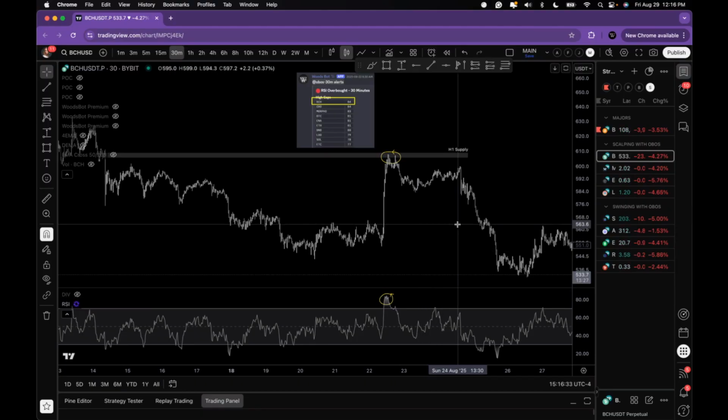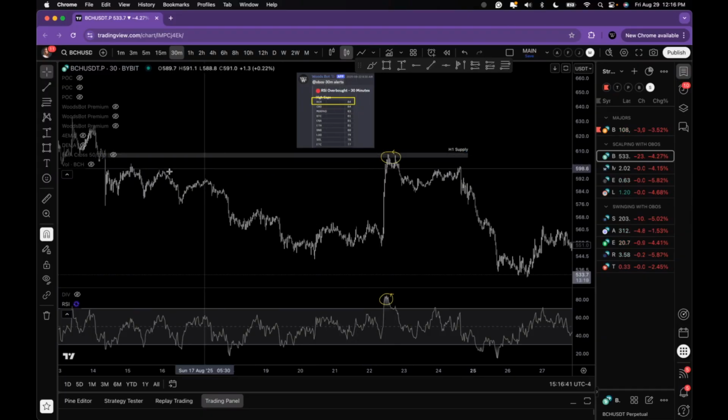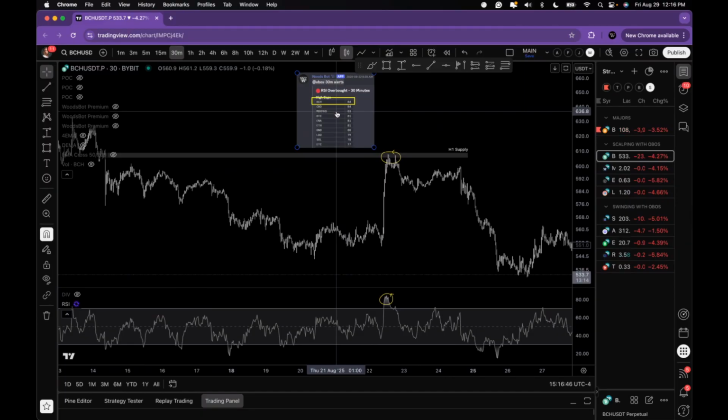This alert tells you exactly where to look and exactly when. And you can see here, we came up, we traded right into H1 supply. So we traded right into a supply. We swept all of this liquidity on the move up. And now it's telling you that it's extremely overbought.